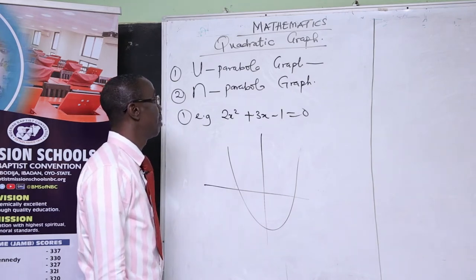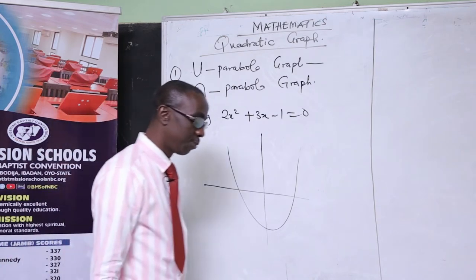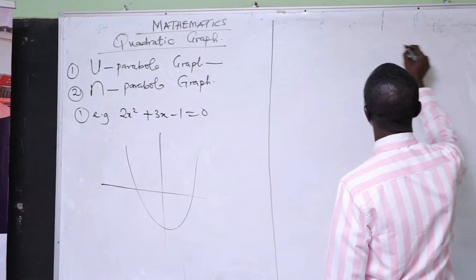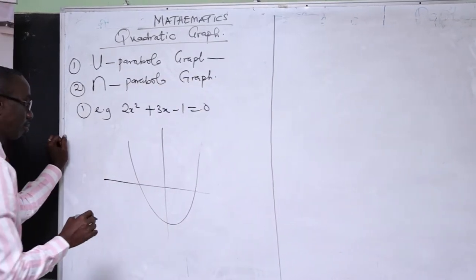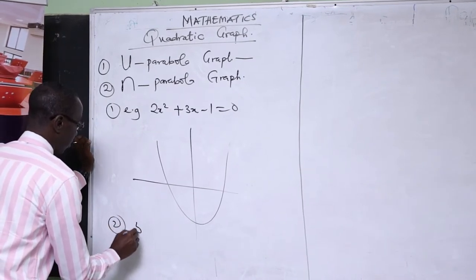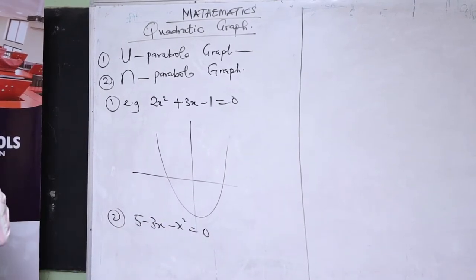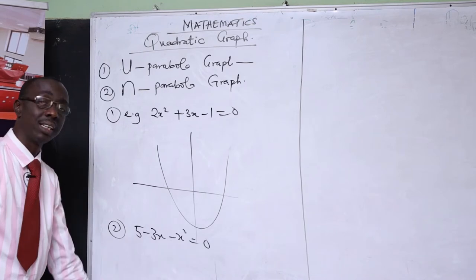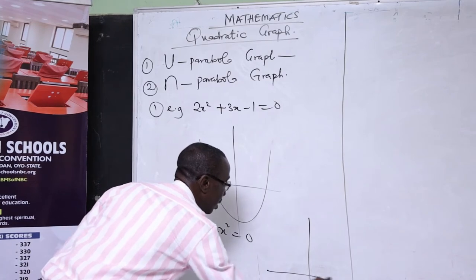For the N parabola graph, it must be a negative function. A negative function will come this way. An example of that is five minus 3x minus x squared is equal to 0. If you're having something like this, you will discover that the coefficient of x squared here is minus 1. So there is no way you draw the graph of this, it will give you an N graph.